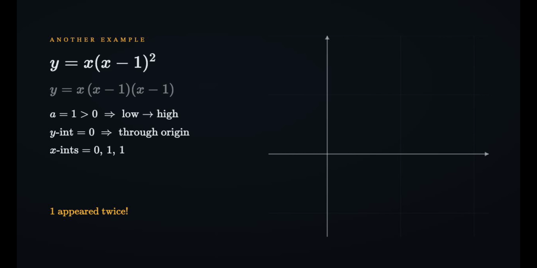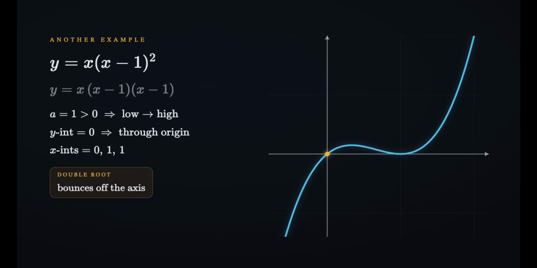But hang on, 1 appeared twice. When an x-intercept, also known as a root, appears twice, we call it a double root. When we have a double root, instead of the line going through the root, it will bounce and go right back. Let's draw it. We start low, then go up through the origin, then turn around, then at x equals 1, we come down and just touch it, then shoot back up again.